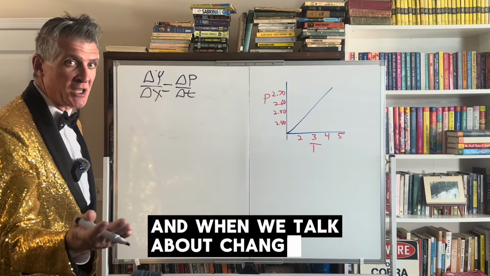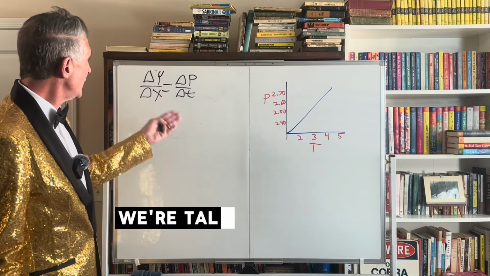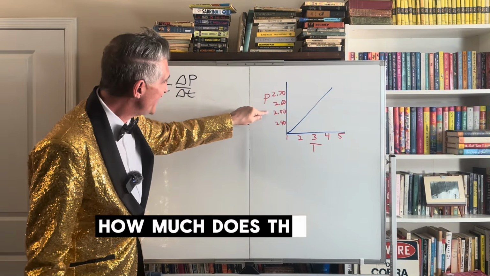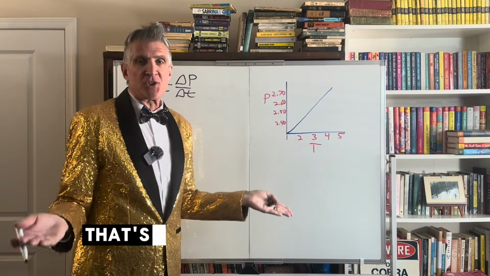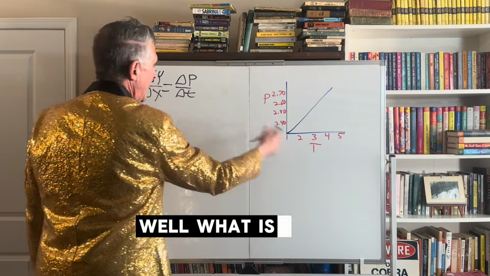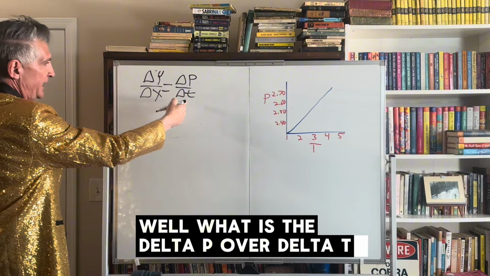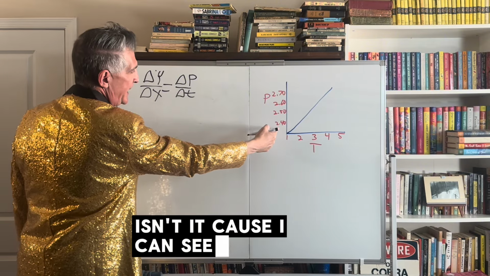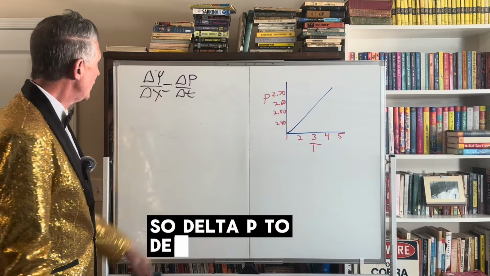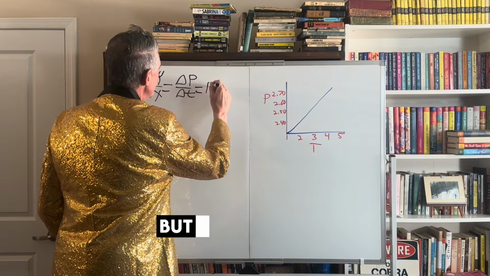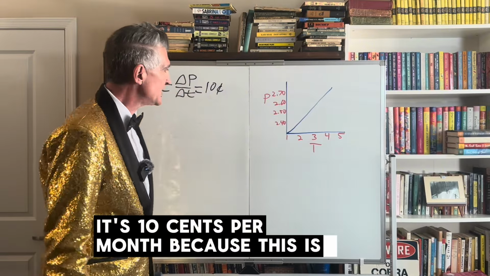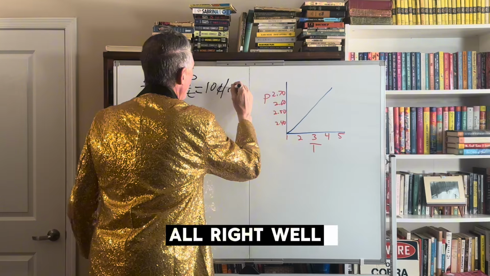And when we talk about change, what are we talking about? Yeah, we're talking about the small change in price with respect to time. How much does this change with respect to this? That's just simple subtraction, isn't it? Okay, fine. Well, what is the delta P over delta T? Well, it's 10 cents, isn't it? Because I can see here it's 240, it's 250, it's 260. So delta P over delta T is 10 cents, but it's not just 10 cents, it's 10 cents per month because this is month. All right, well, that's wonderful.